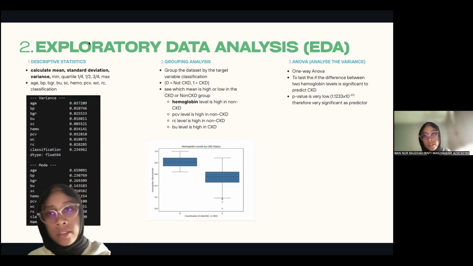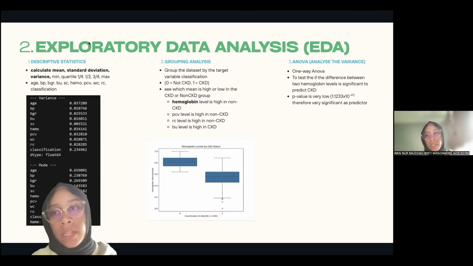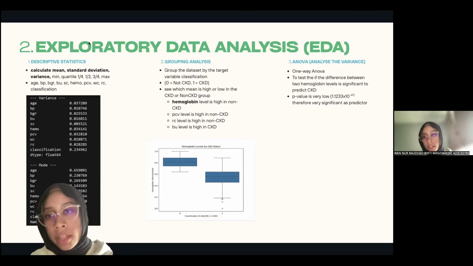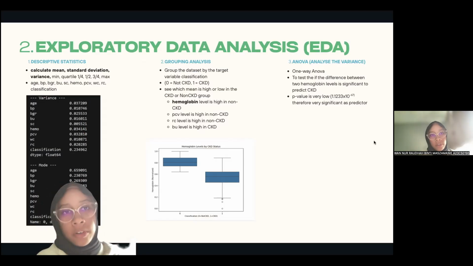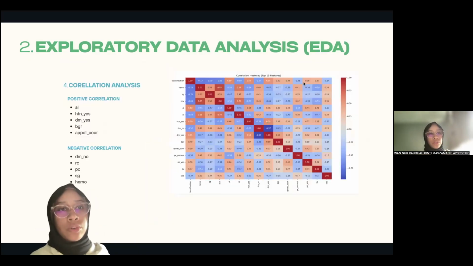We use one-way ANOVA to test if the difference between 2 hemoglobin levels is significant to predict CKD. And as we can see, the p-value is very low, therefore very significant as a predictor for hemoglobin. And after that, we do correlation analysis.